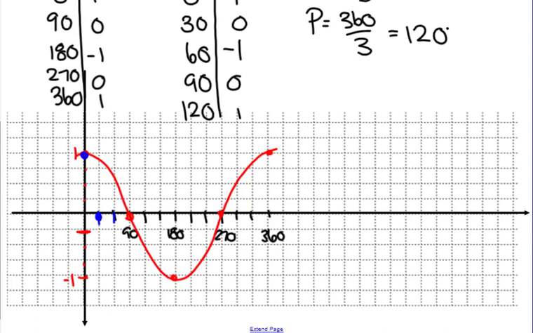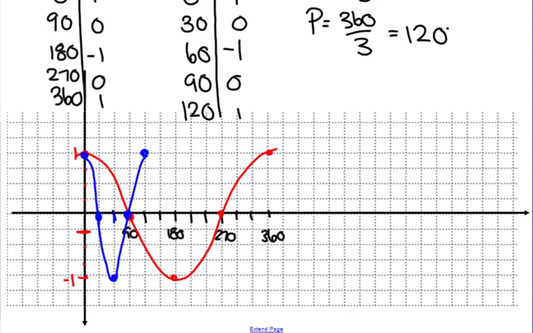We had 60 was -1. We had 90 was 0, and 120 was 1. So if we were to graph this, well, notice we haven't actually filled in the graph to 360.